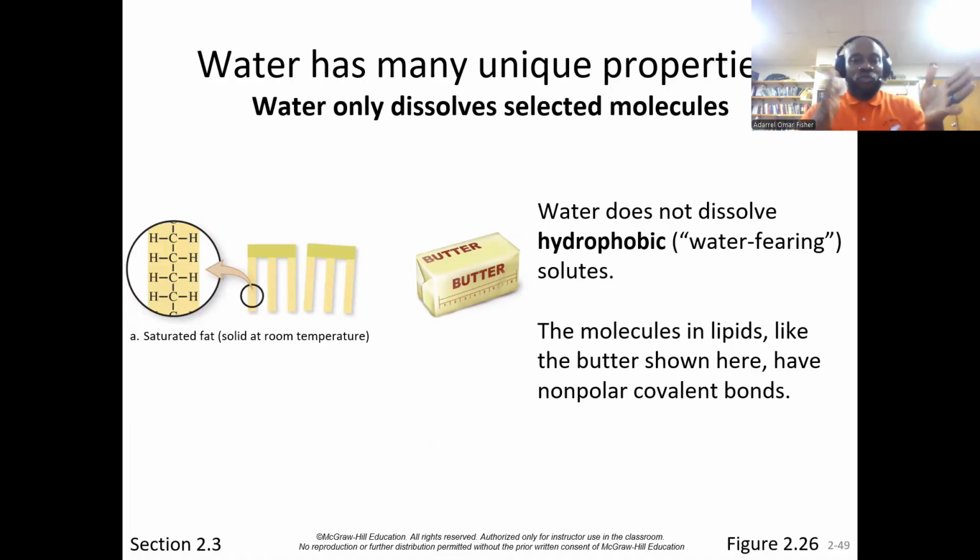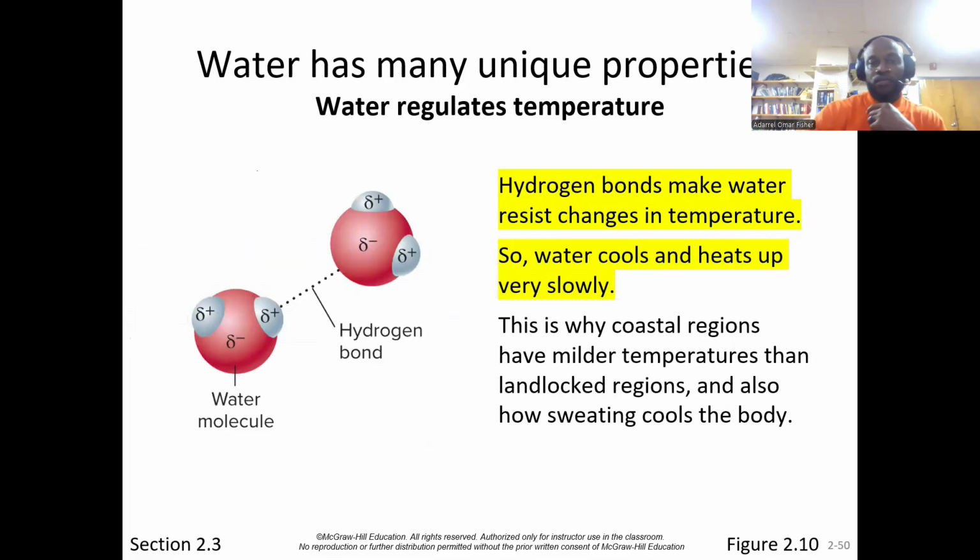Whereas certain things don't dissolve in water. Everybody knows oil doesn't dissolve in water. So hydrophobic, water fearing, certain things don't dissolve in water. When we're talking about non-polar covalent bonds, such as butter, saturated fats, oils, they don't dissolve in water because they don't dissociate positive and negative like salt does, like NaCl does, and so they don't dissolve well in water.